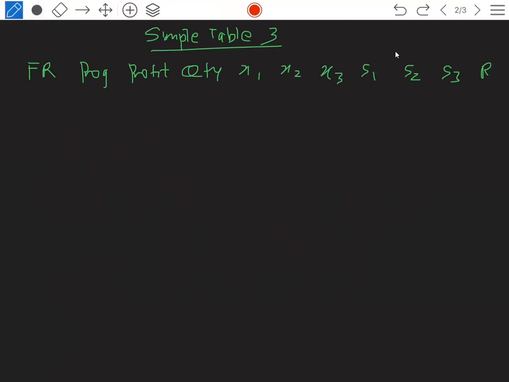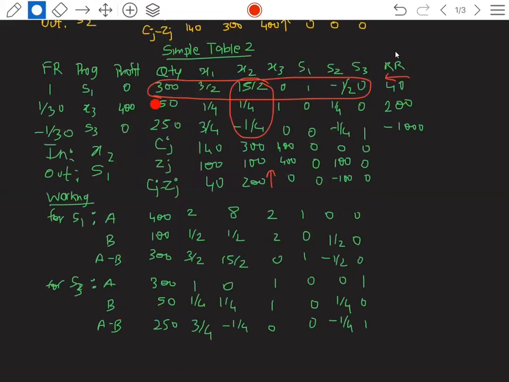So in the program, we have x2, x3 and S3. The profits are going to be 300, 400 and 0, which are nothing but the profits of X2 and X3 as coefficients from the objective function. Then out of these three, this was the key row in the previous table. In the previous table, this was the key row.